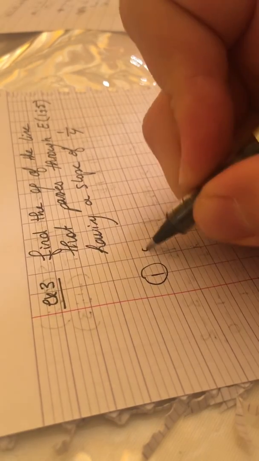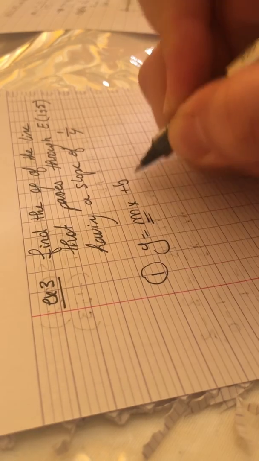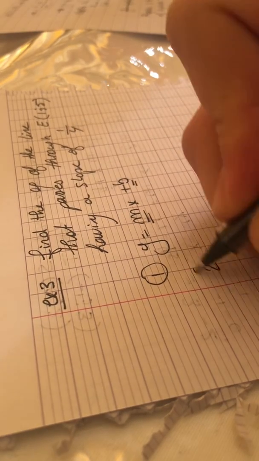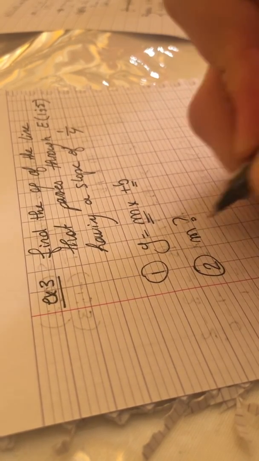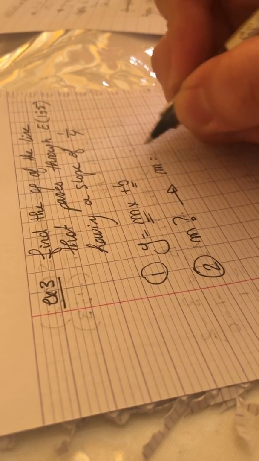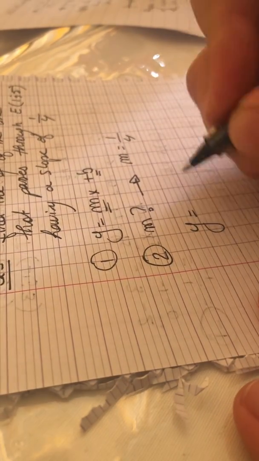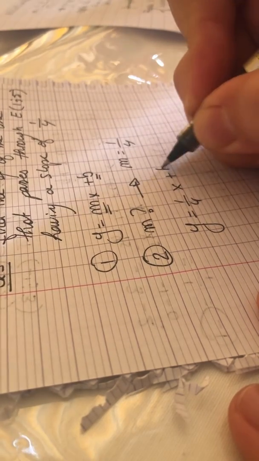So since I know that, my first step is to say that y equal mx plus b, and then tell myself that I need to find m and I need to find b. So the second step, I need to find m. Is m given? Yes, of course. Since m is given, we say that m is equal to 1 over 4. There's nothing to do here. And I say that the equation now looks like this. Y equal 1 over 4x plus b.